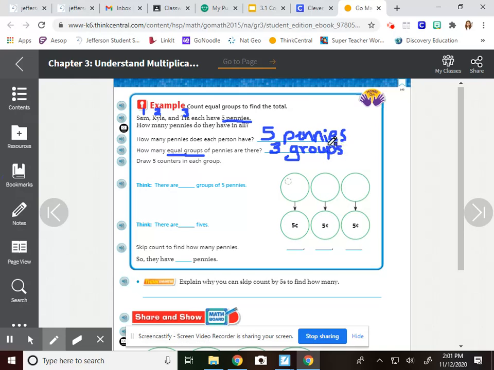Now, you cannot multiply unless you have equal groups. Each group has to have the same number of items in it for you to be able to multiply to find an answer. Okay? So now we've got 3 circles because that shows the 3 groups, the 3 equal groups or the 3 people from our word problem.